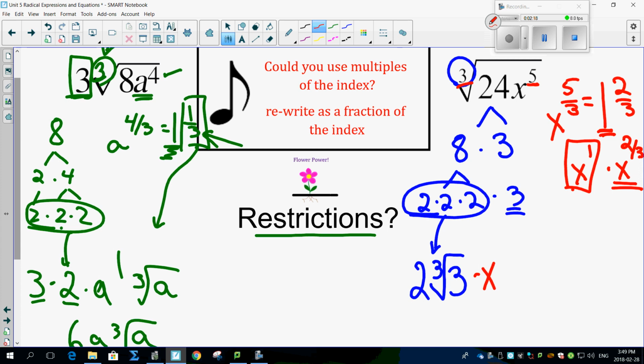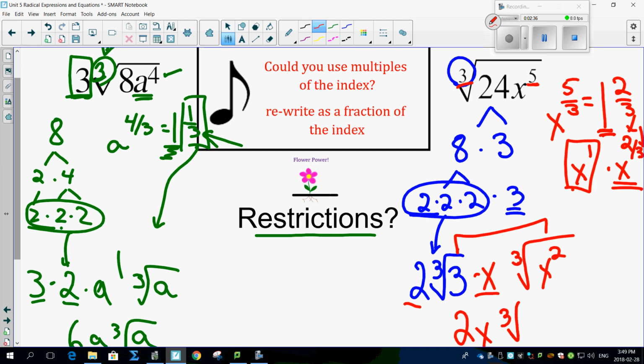So what do you write? There's the cubed root. Just write it backwards. There's the root. There's the power. There's the cubed root of x squared. Bring this together. 2 and x go together to give you 2x. Cubed root 3 and cubed root x squared gives you the cubed root of 3x squared.